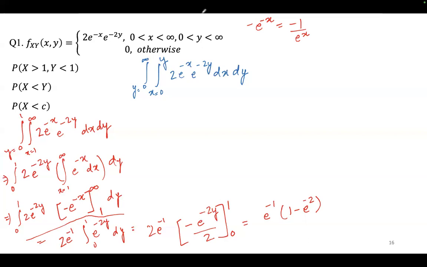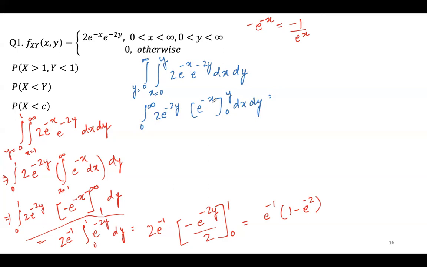Right? X will be first, right? So this integration, the inner one that we've already written inside, that's going to be the first one. But for this, y can be considered the constant. So again, we'll do the same thing. 0 to infinity, 2 e to the power minus 2y. We'll get e to the power minus x, 0 to y dx dy.